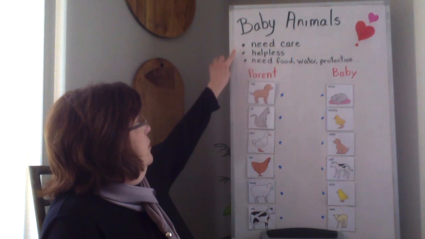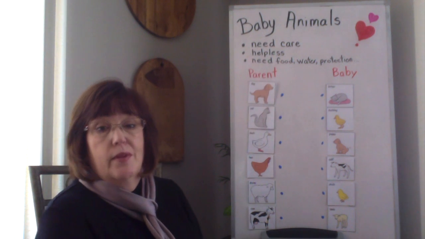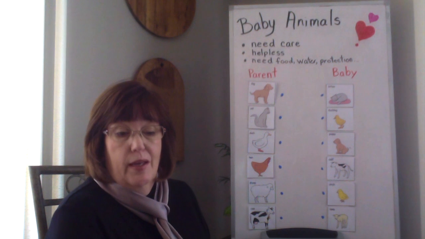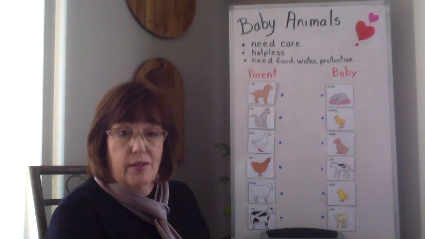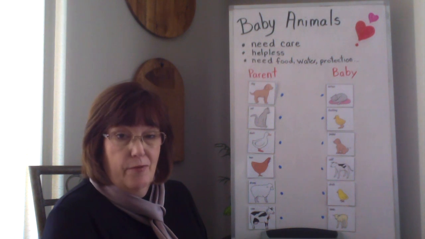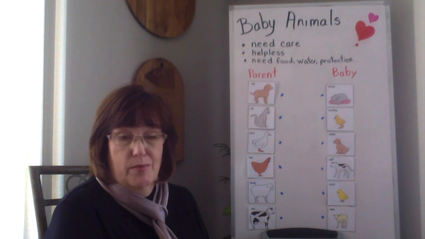The first thing we're going to do is talk about what they need and who takes care of them. Baby animals need their mama animals to take care of them. They need someone to feed them, to give them water, to keep them safe, and to give them a home where they can live. These animals are very helpless. They're newborns and they can't do any of these things for themselves.